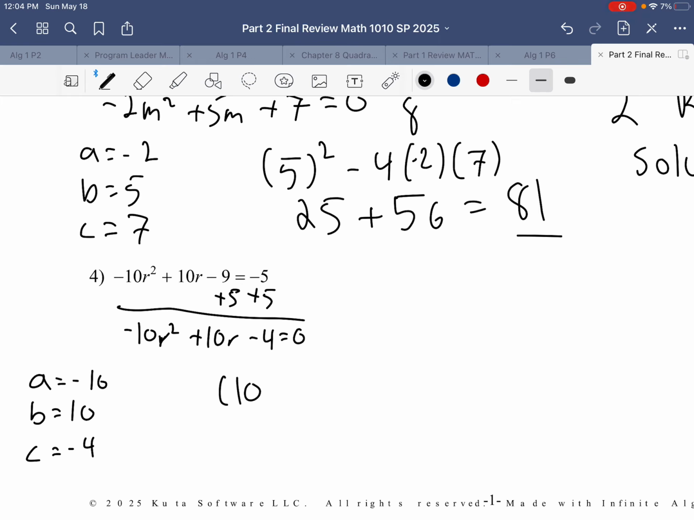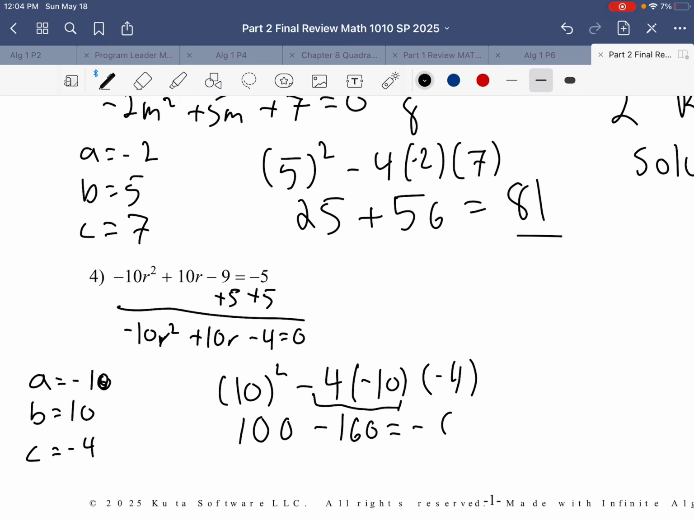So this looks like 10 squared minus 4, sorry, it should be 10, times negative 10 times negative 4. So 100. This is going to be a positive 40 times 4 is a negative 160. I get a negative 60. So there are 0 real solutions.